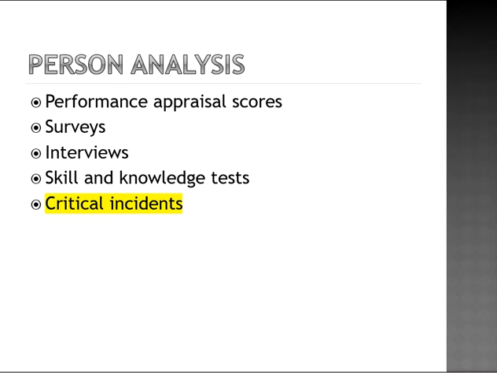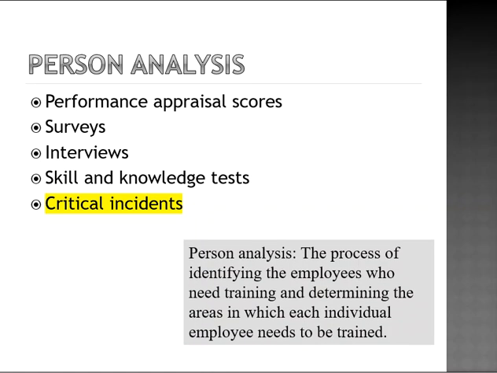Then we have the person analysis. Here, we can look at needs by way of what the performance appraisal scores say. What are the areas where they are scoring low? This may indicate that whatever category or dimension they are performing low in according to the performance appraisals, this is the area that they need to be trained in. We can conduct surveys and interviews, and provide skills and knowledge tests to find these things out as well. And as mentioned in the previous lecture, there are also critical incidents. Based on person analysis, these help identify the employees who need training and determine the areas in which each individual employee needs to be trained.